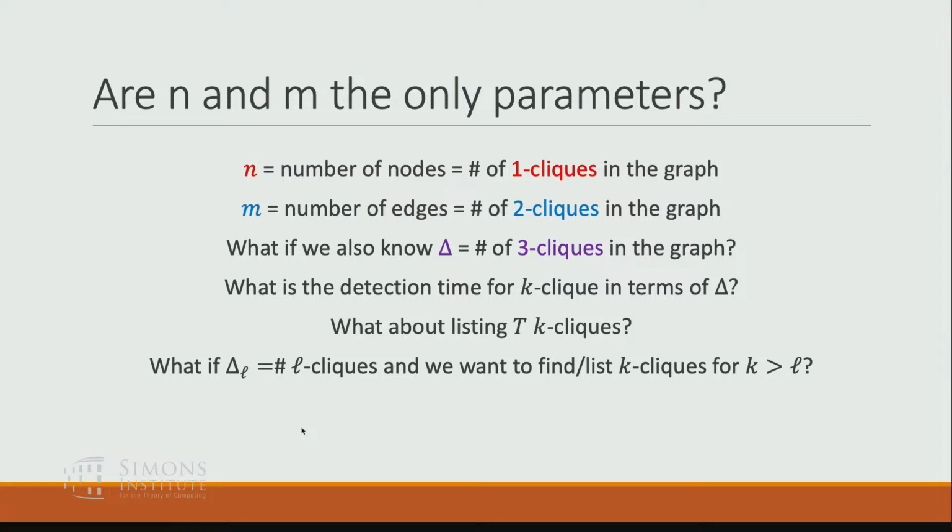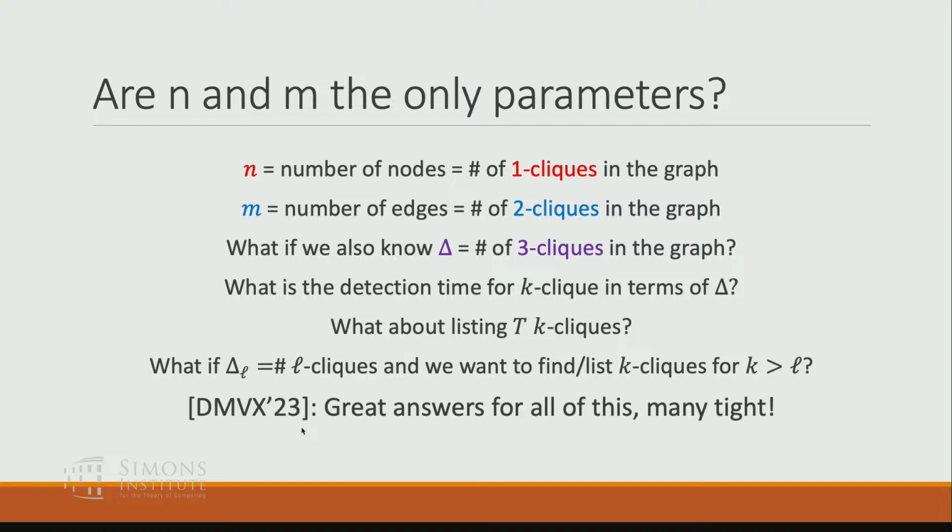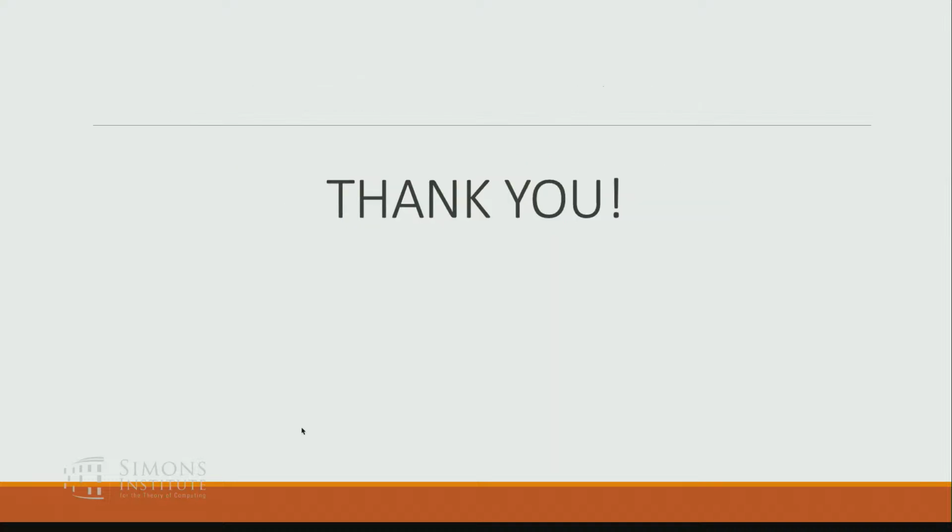And more generally, we can ask, if we know the number of L-cliques in the graph, delta L, can we use it to find or list k-cliques for k greater than L more efficiently in the graph? I don't have time to cover this kind of result, but if you are interested, you can read this work, which considers exactly this type of problem. And that's all.